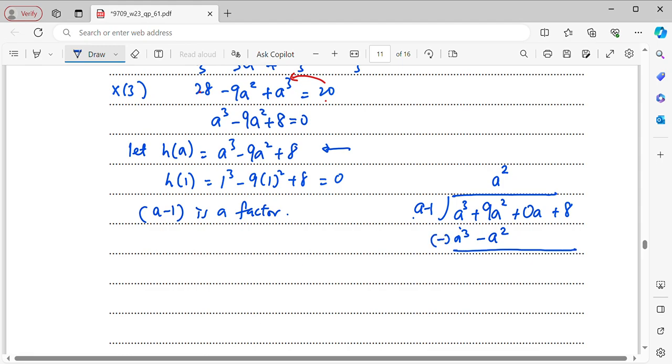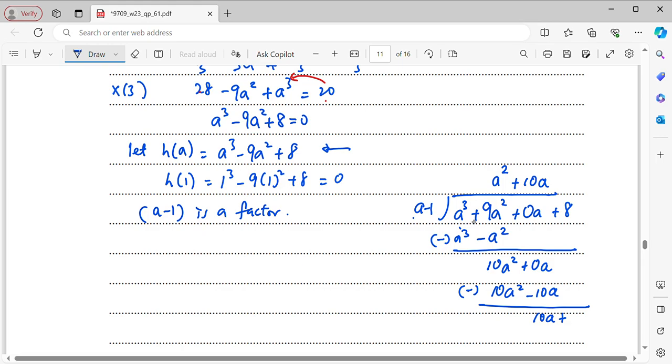Then minus. So first term, you get 0. Second term, 9a squared minus a squared is 10a squared. Okay, bring down the plus 0a. And now I need to multiply with plus 10a. It will be 10a squared minus 10a. And now again minus. So 10a.